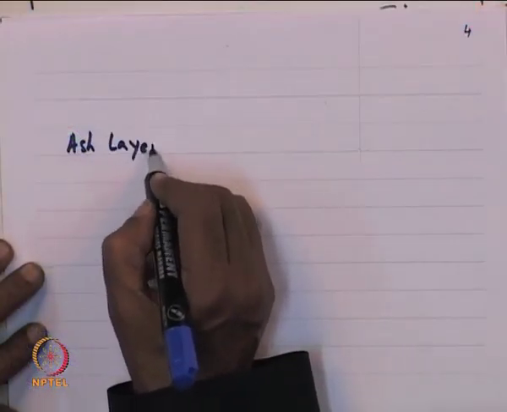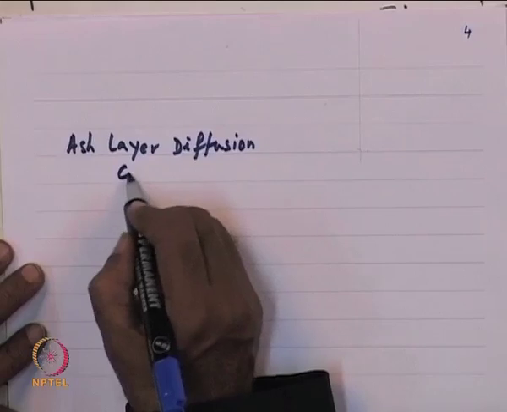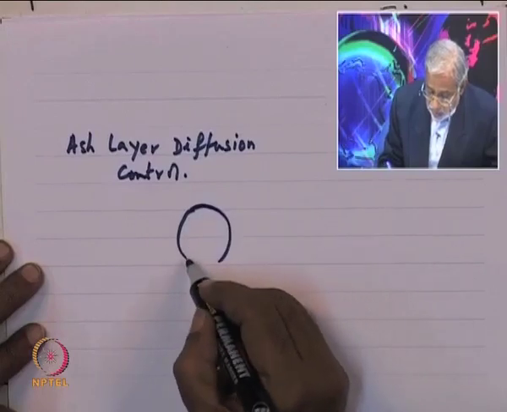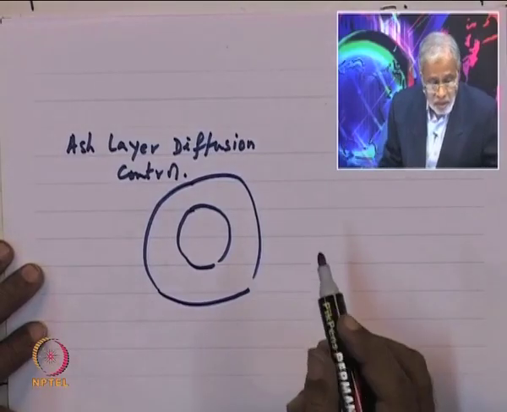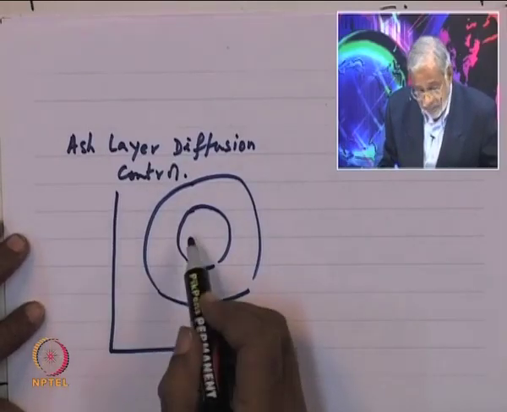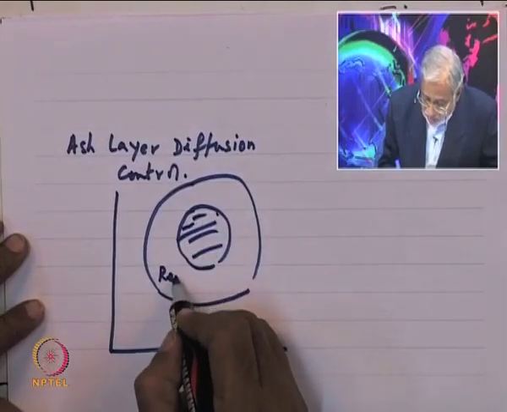The third case we were talking about, and then we could not complete, is the case of ash layer diffusion control. Now, here what we have is a solid, and this is the unreacted solid. Now, what is happening is that as the solid is reacting, this is the unreacted layer, this is the reacted layer.